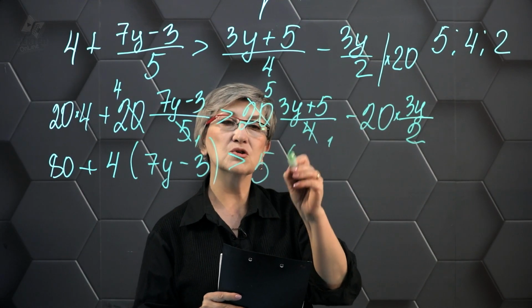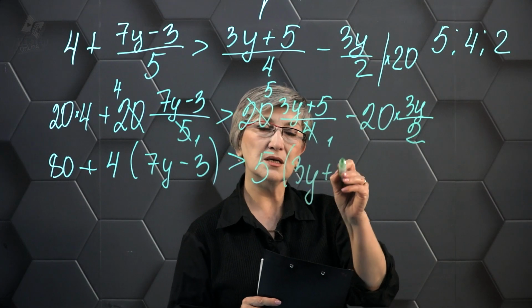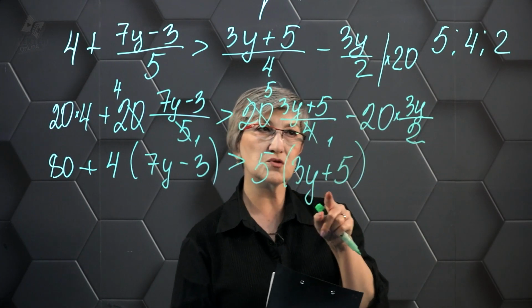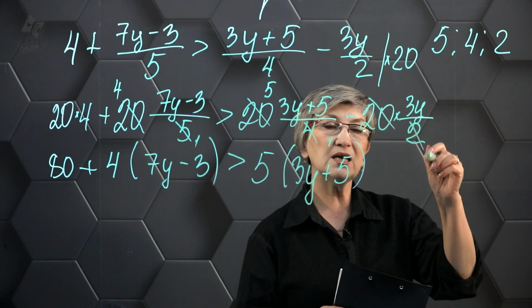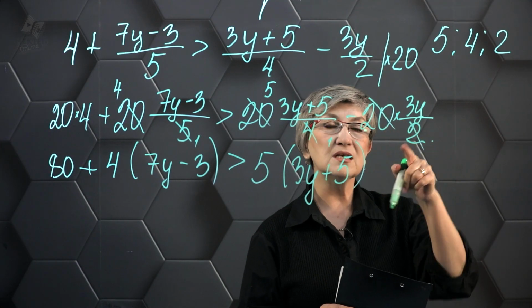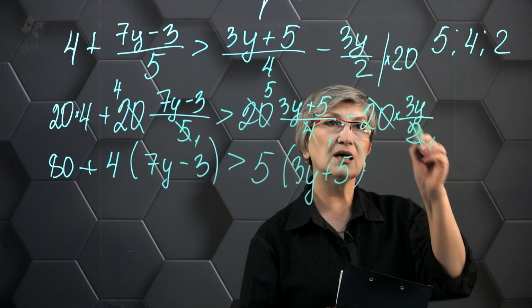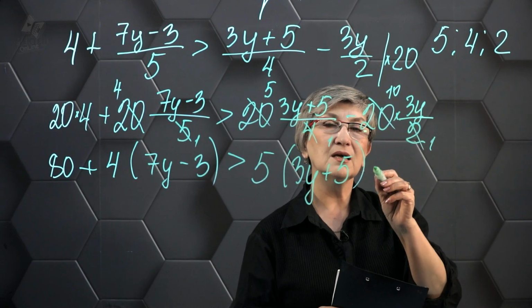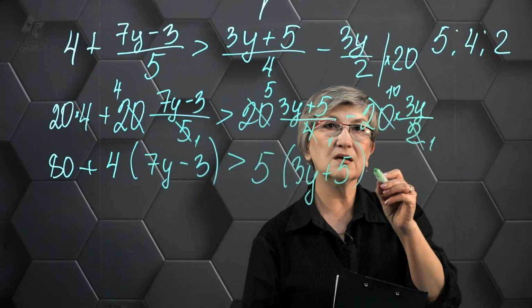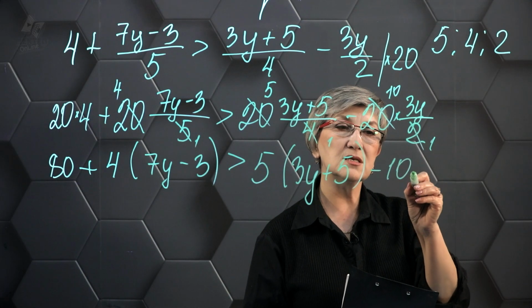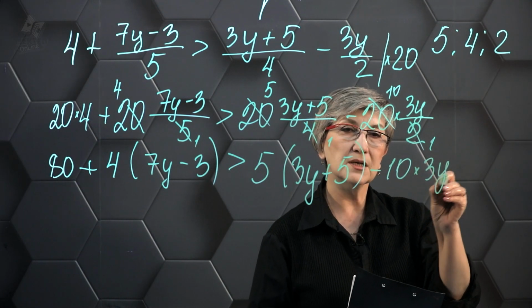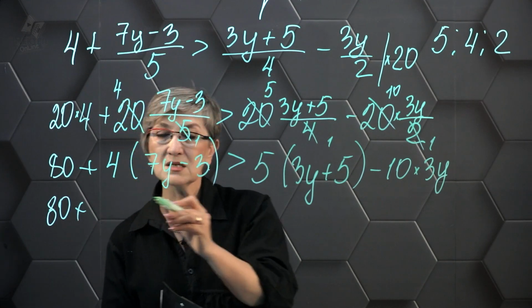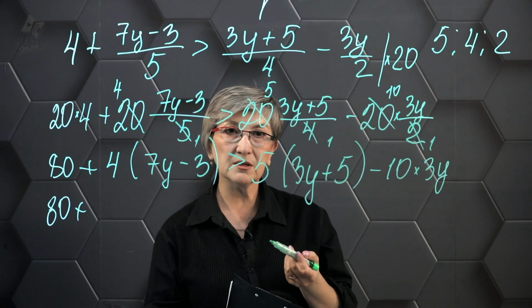5 times (3y plus 5). And in this case, we also have an expression that I also write down in parentheses. But the last terms, 20 I can divide by 2. That's 10. And when multiplying 10 by 3y, I can choose not to write 3y in parentheses. 10 multiplied by 3y, and now 80 plus. We have brackets in this inequality.